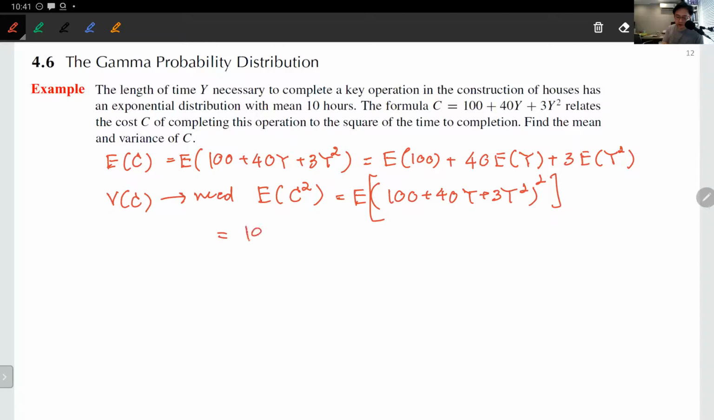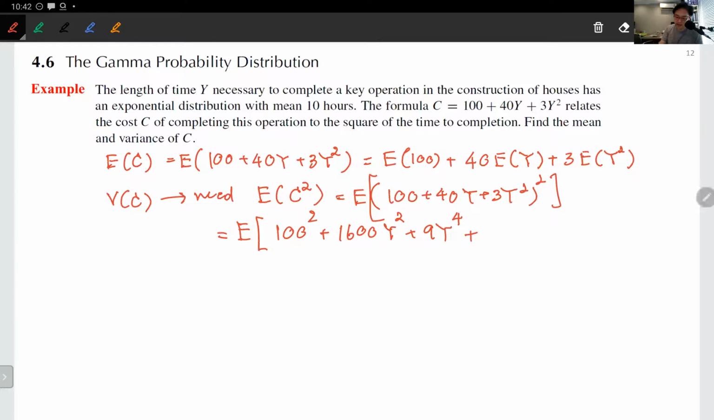So what you're going to get is going to be 100. I can write E of 100 for now, even though it's 100 eventually. The whole thing squared, so 100 squared, plus you square this term, 1600y squared, 9y to the fourth, and then you have the cross terms. You're going to have 8,000y, the 2ab, 2ac, 2bc, and so on. So you have the whole of the six terms that you need.